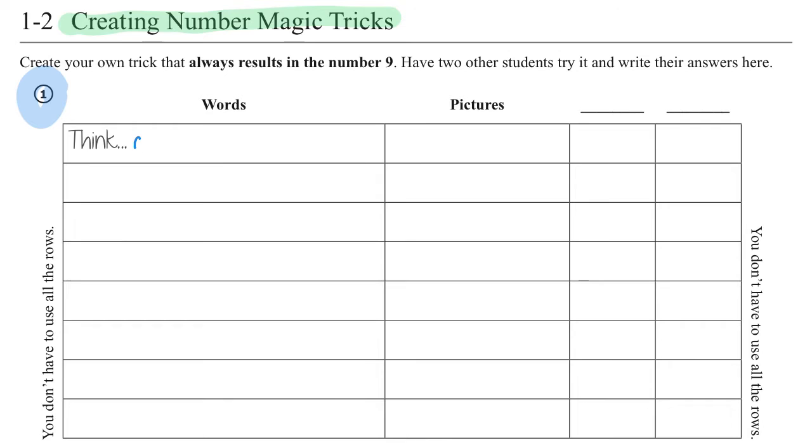You can start by saying, think of a number. And we can draw a picture for that. We'll use our bucket. And as you go on, you can do things like add, subtract, multiply, divide. And it says you don't have to use all the rows, but try to use at least 5 rows. When you're done, have some other students try it. And then you're going to record their answers here, and you'll see if your number trick actually works. Have fun, be creative, get to it.